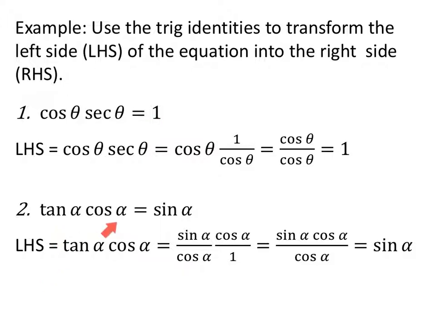Tangent of alpha times the cosine of alpha equals the sine of alpha. So my left-hand side, tangent of alpha, cosine of alpha. Well, when all else fails, take it to sine and cosine. I know that tangent of alpha is sine of alpha over cosine of alpha by the quotient identities.